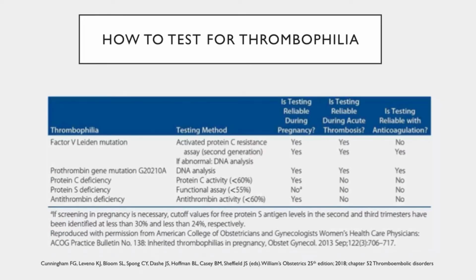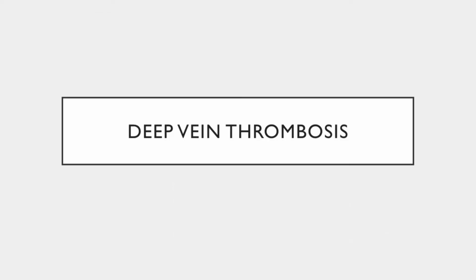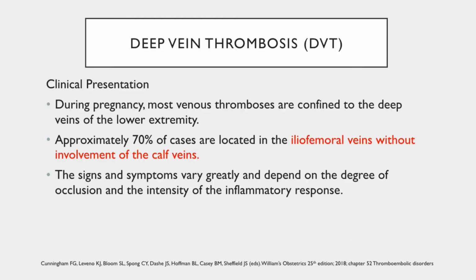And here are some of the ways to test for thrombophilia. For example, if we want to test for factor V Leiden mutation, then the testing method would be the activated protein C resistance assay, and so on and so forth. Now we go to deep vein thrombosis.